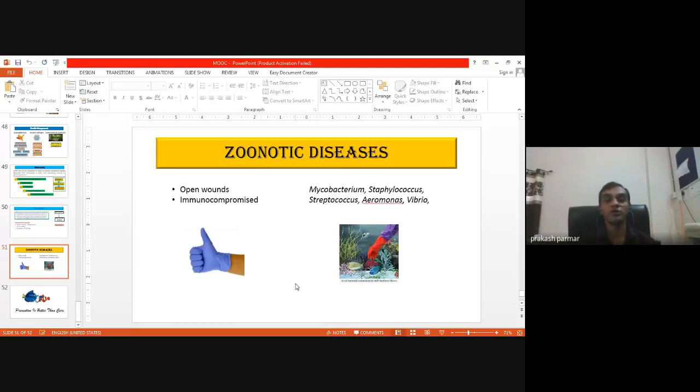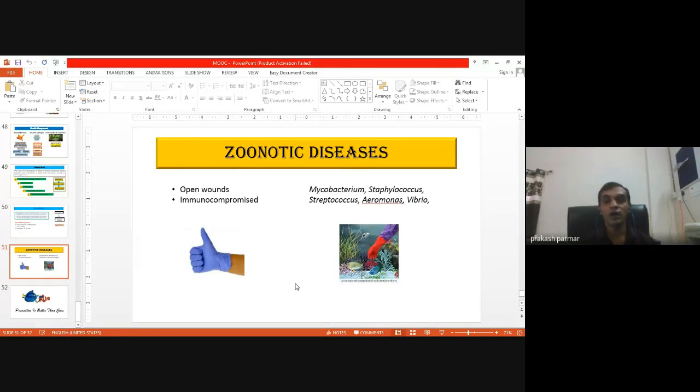The person who has wounds, or whose skin is not intact, if a wound is there and they are handling the fish and putting their hand in the aquarium system, then pathogens may enter directly from that wound area into the system and cause disease. Immunocompromised persons with lower immunity also face a problem, because of that lower immunity the pathogens may cause the disease.